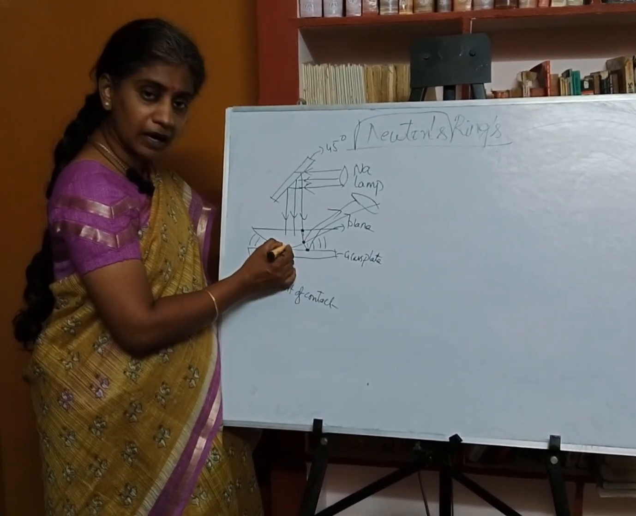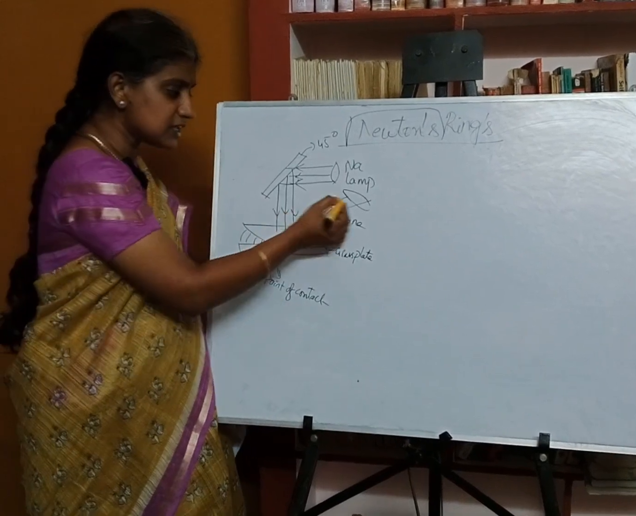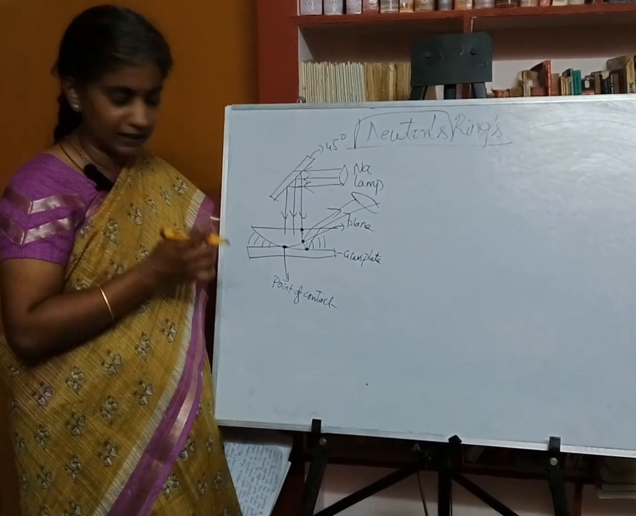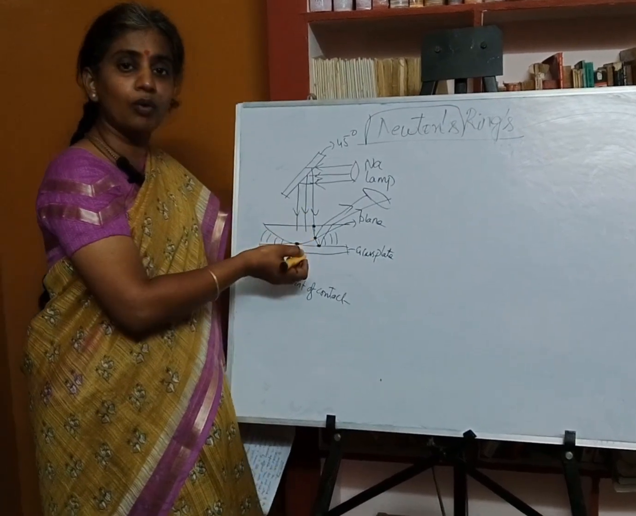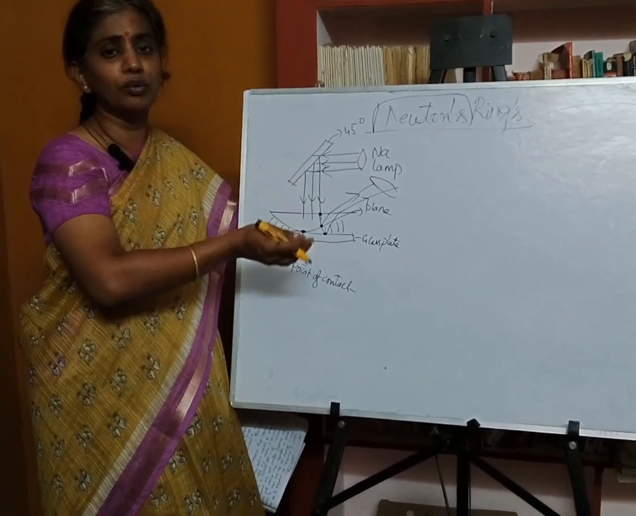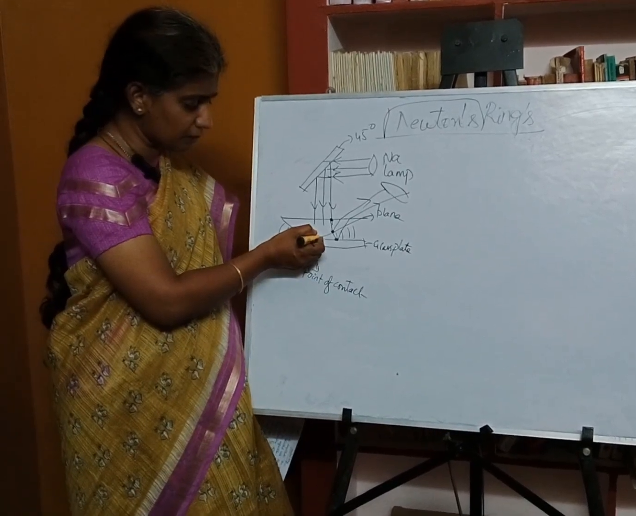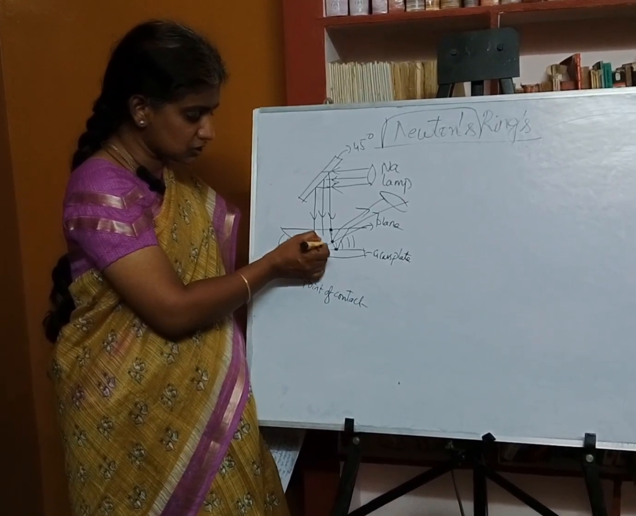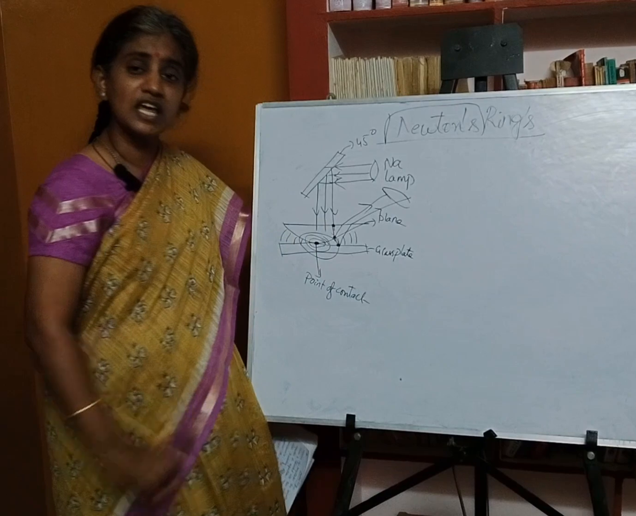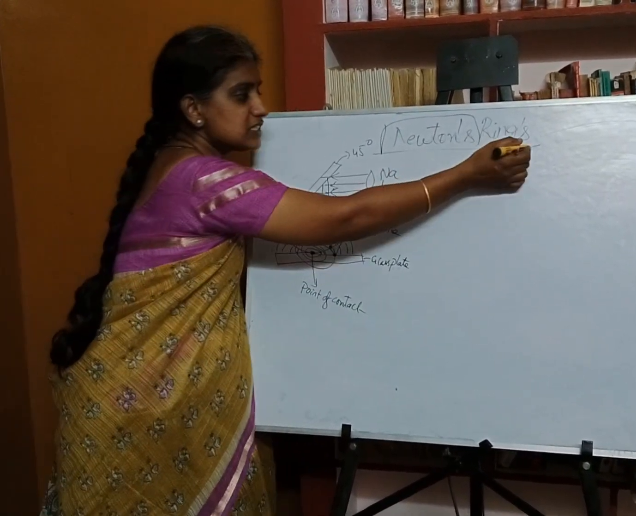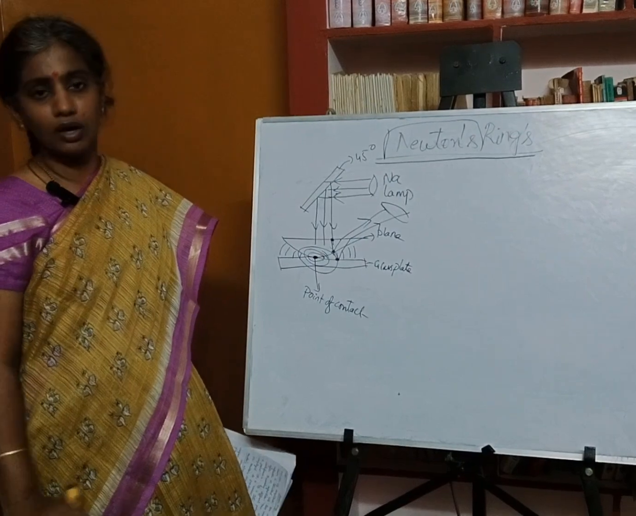Since the center part is a point of contact, the center spot or center image that you get will be a dark one, followed by consecutive dark and bright rings. Why are they ring in shape? Because you are getting the images from this plano convex surface, the images formed will be rings. Hence these are called Newton rings.